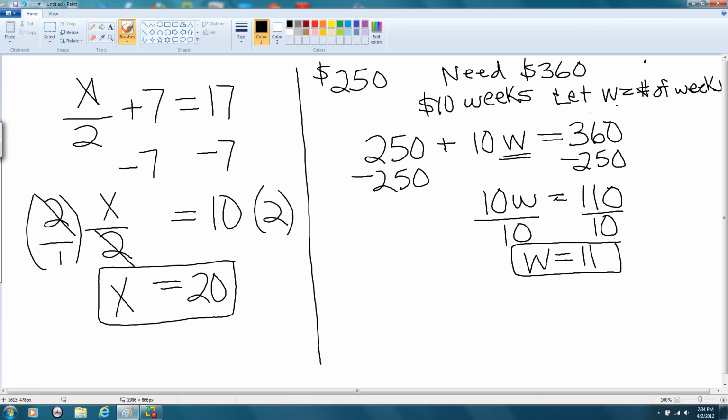So that's sort of a semi-practical example of how we can use this. So that's the end to this lesson on two-part equations.